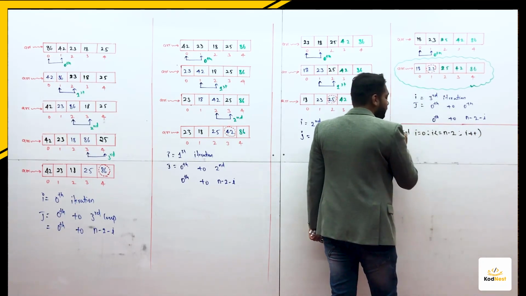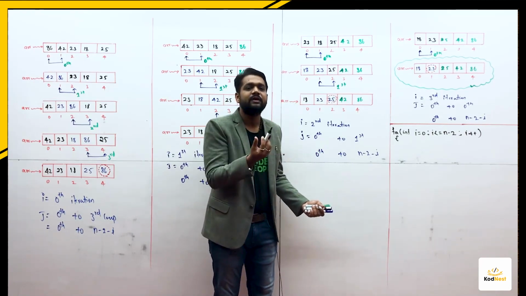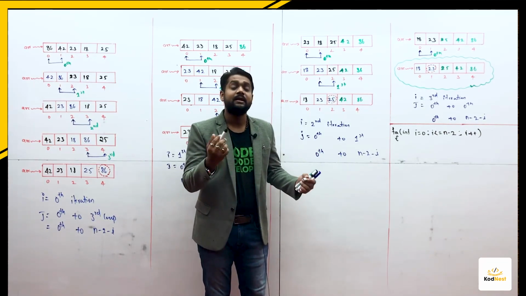N minus 2 only. 5 elements are there, until 3 I went. If n is 5, 5 minus 2 is 3. Oh, correct, sir. Next what?